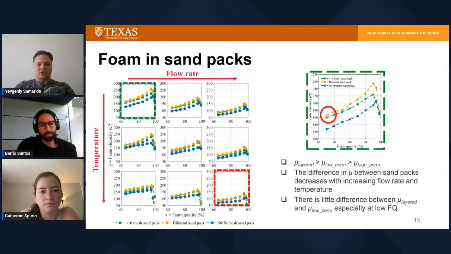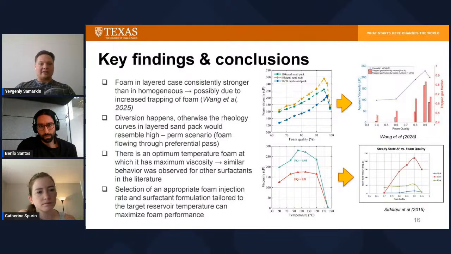And it's also important to mention that once we increase the flow rate and increase the temperature, that difference actually becomes negligible. So that means that for actual field operations, it's very important to properly select the surfactant based on the final, or actually target, temperature of the reservoir, and at the same time the injection rate, so that we can maximize the performance of the foam during enhanced oil recovery. So these were the key findings.